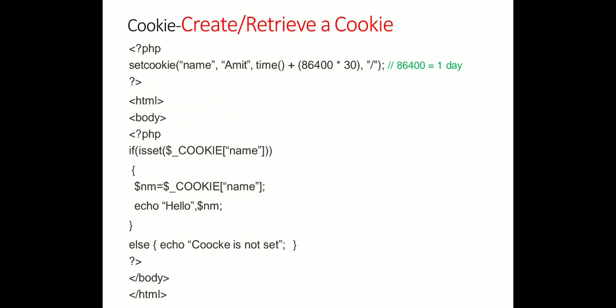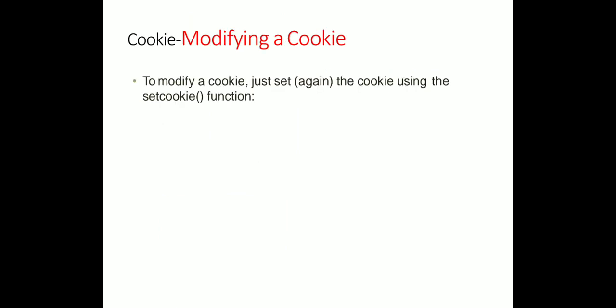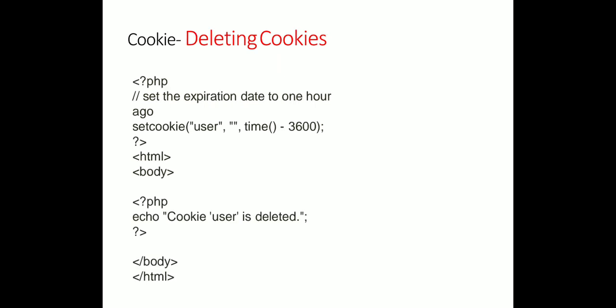We have seen creating and retrieving a cookie with a small program. For modification we again use the set cookie function. Now, how to delete a cookie. For deleting there is again a small program. We start with the PHP script and set the expiration date to 1 hour. As told before, the parameter expire is used for setting the expiry time.